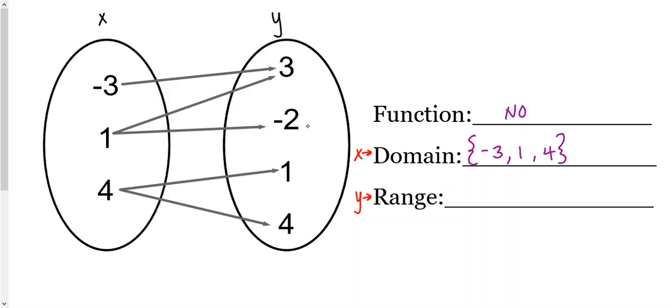Same with range. Because it's just a table, it's a list of numbers, we just list them out. So I have 3, -2, 1, and 4. Now, notice in the domain, even though 1 and 4 both have 2 arrows, I only list them once. And that's true. We're just going to list them once. If you were to list them more than once, you would be wrong. So that's it. That's our first example of a relation.